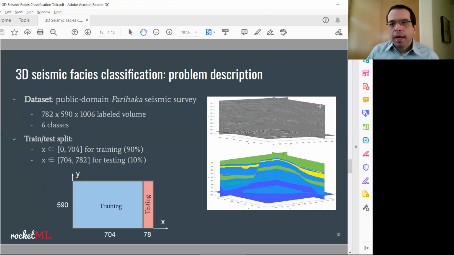So as an example then of applying this framework to a 3D seismic facies classification problem, we looked at this data set of the Parihaka seismic survey, which is publicly available. It consists of two big volumes, one with raw shockwave data and the other with the label data. It is of this size here, and it has 6 types of geological features in there, so 6 classes. And we decided to split the data between training and testing by taking 90% of the data for training and 10% for testing. And we did this by taking all the points above x equals some number, 704, to be testing, and anything below 704 to be training, like shown here.